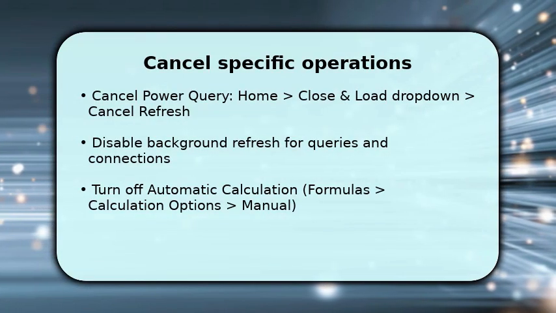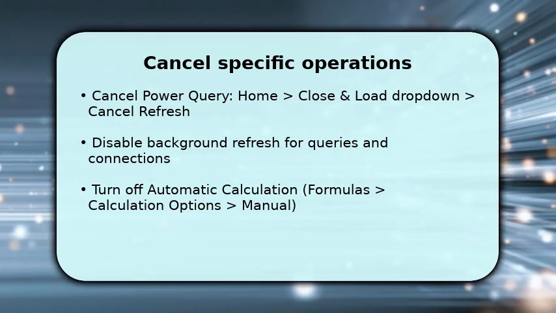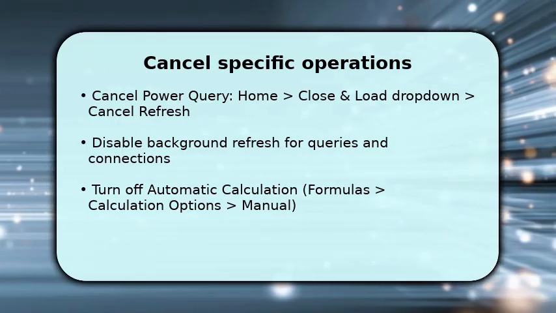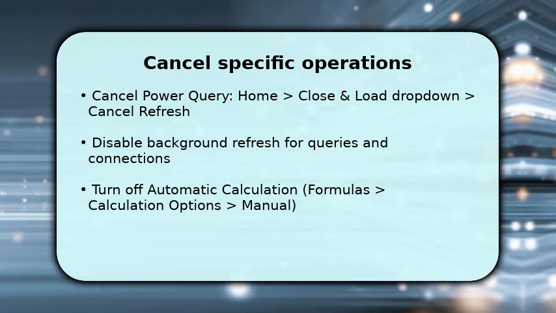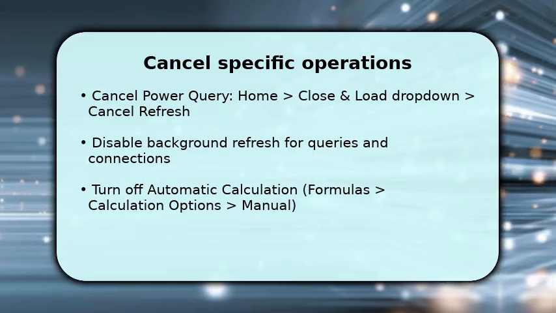Once interrupted, cancel the exact operation causing the refresh loop. Open Data Queries and Connections, right-click the active query, and choose Cancel Refresh. In Power Query, use the Cancel button.